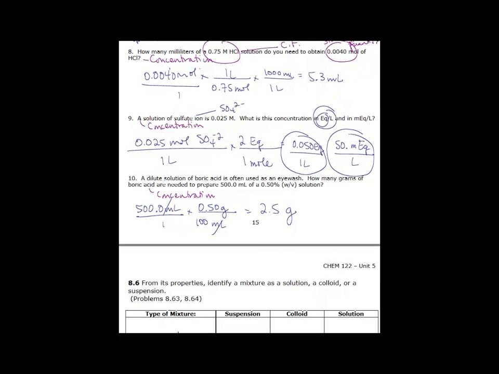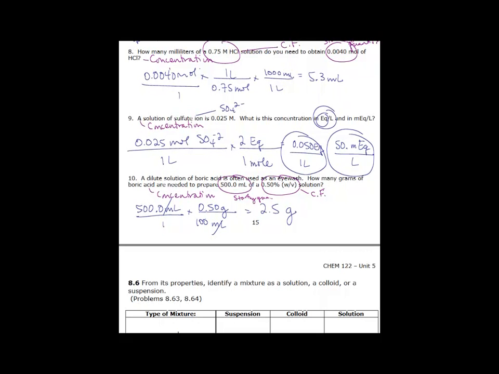The last problem is a concentration problem. So your starting quantity is this one. So 500 milliliters is the starting quantity. And 0.5% is the conversion factor. So you end up with 2.5 grams.